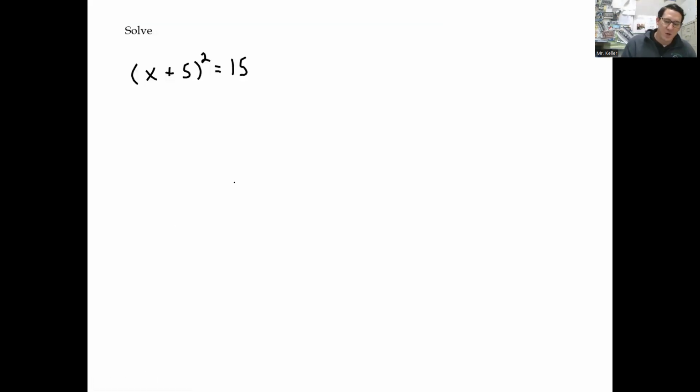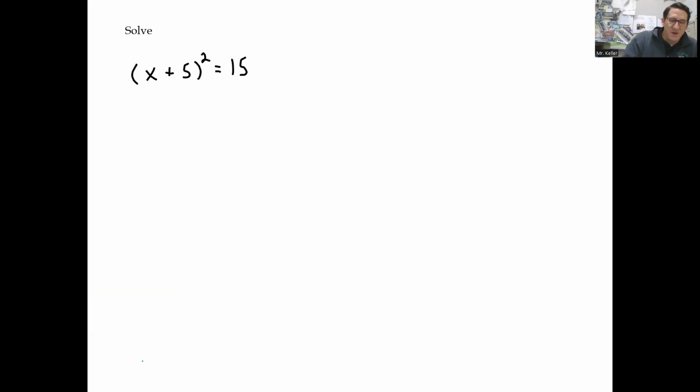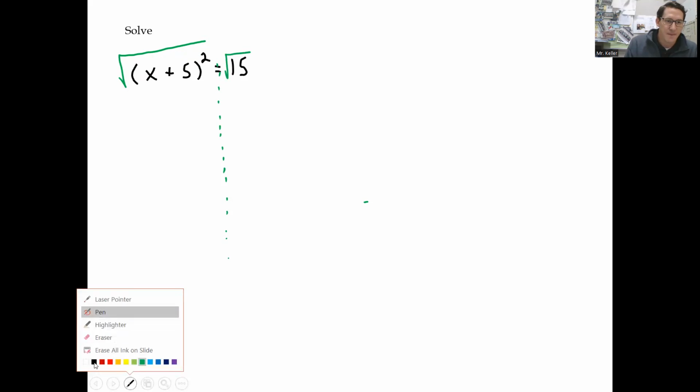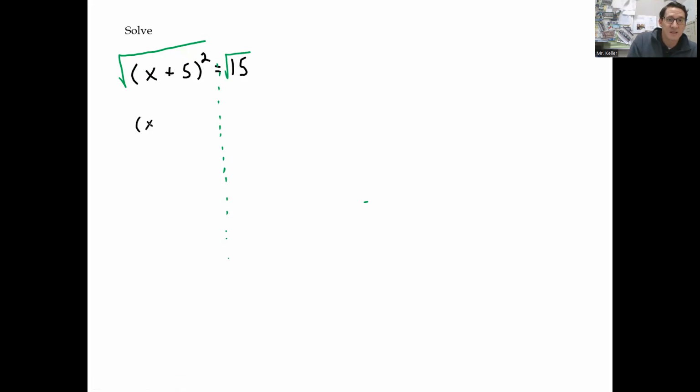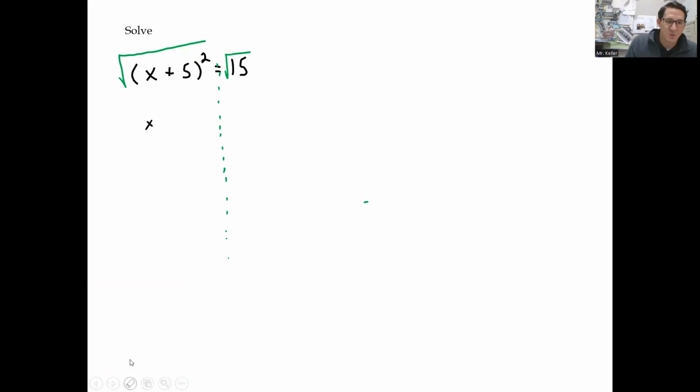Before we get into completing the square, a little reminder of how to solve an equation like this. I'm going to put in a line of separation down the equal sign just to keep track of the different sides of the equation. To get rid of the square, we are going to square root both sides, right? So this is going to be x. I don't need the parentheses anymore, because the squared and the square root cancel each other out. So I just have x plus 5 is equal to plus or minus the square root of 15.